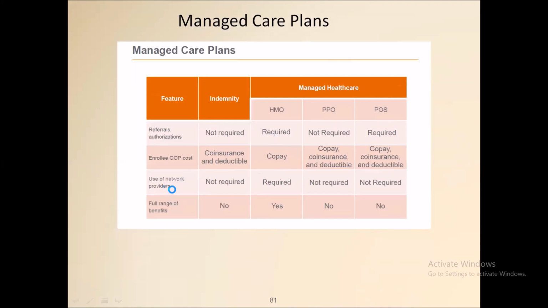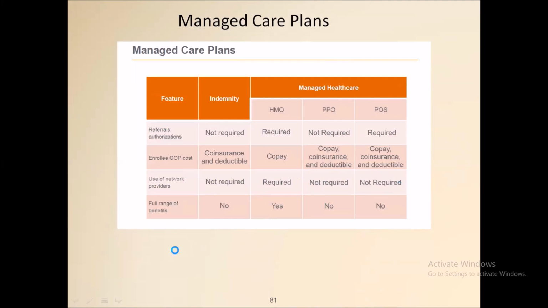Use of network provider. So how best can you utilize the providers? Indemnity plan, not required. Means you don't need the in-network out-of-network concept. You can go anywhere. HMO is required. Means if you wanted to go out-of-network, you need a referral, basically. PPO, not required. And POS, not required.